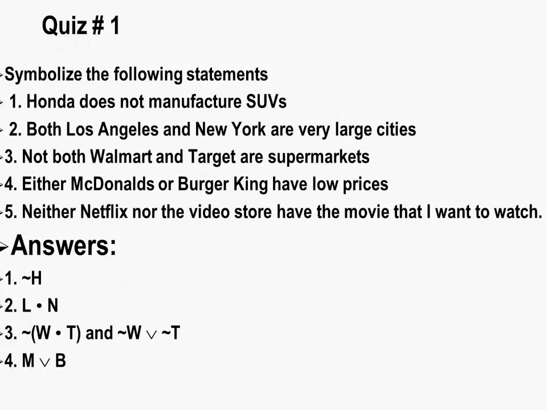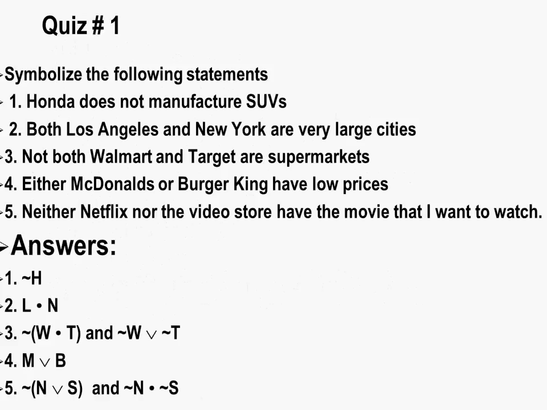Number 4 is M wedge B. So if we let M symbolize McDonald's has low prices, and we let B symbolize Burger King has low prices, then basically what 4 is saying is either M or B, right? And there's the word or that tells us that we need the wedge. Okay, and then the last one, number 5, can also be done in 2 ways.